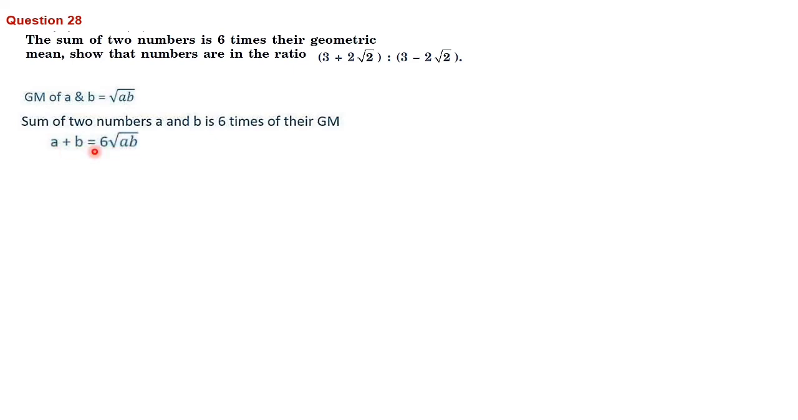The sum is 6 times the geometric mean. So a plus b is equal to 6 into root of ab, and we can write 6 as 3 into 2, so 3 into 2 root ab. Then the 2 root ab we can bring to the left side, to the denominator: a plus b by 2 root ab equals 3 divided by 1. Now the next operation is componendo and dividendo, a rule we are going to study.